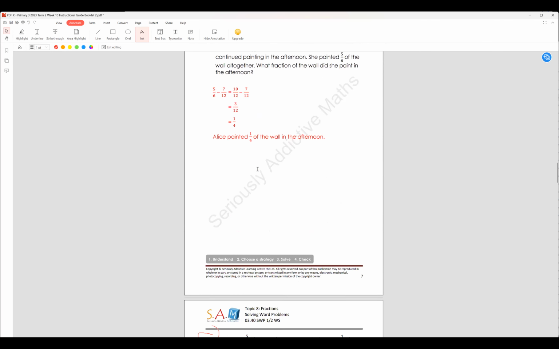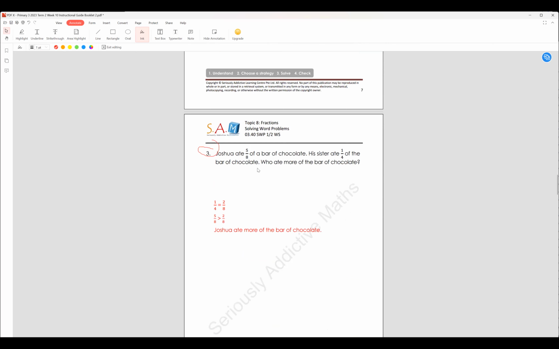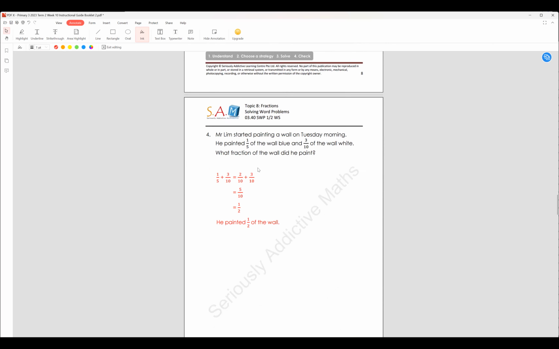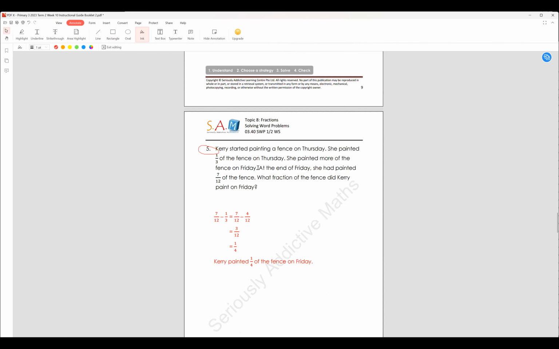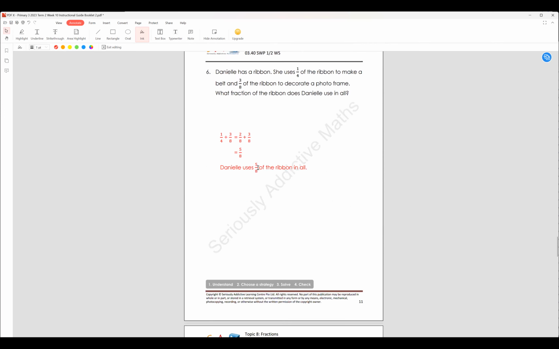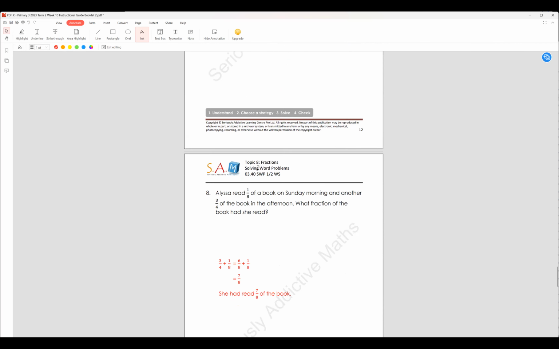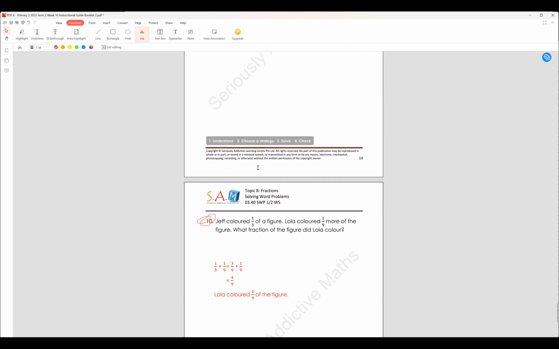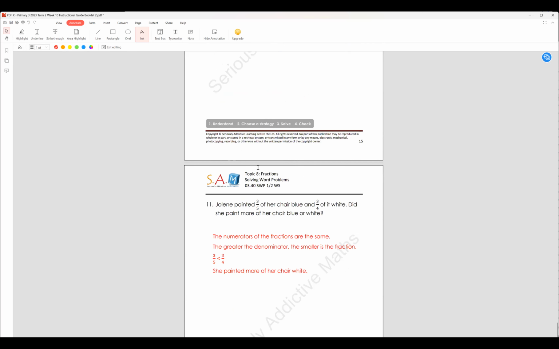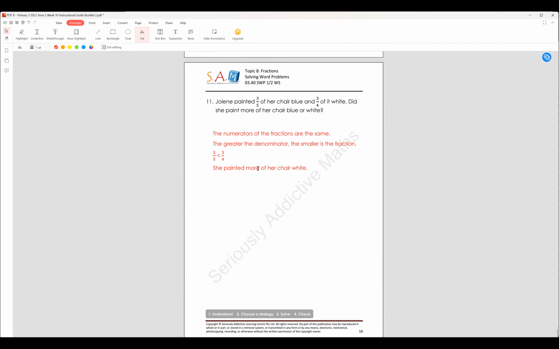Then I've circled some questions for them to do in class. These are questions that you have actually gone through with them, so they should be able to do it. A mixture of addition, comparison, subtraction questions. Let's see, any more I have circled here. One comparison, one addition, one subtraction, and that's it.